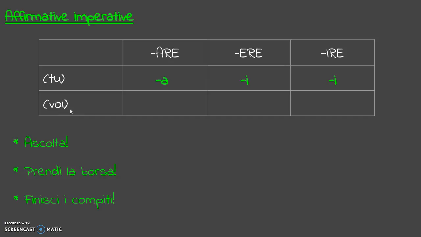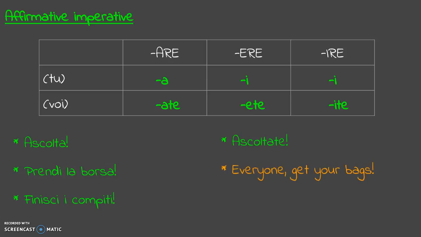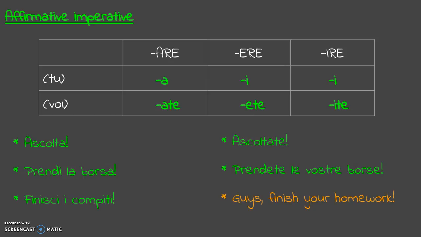The voi form is simple because it's just like the regular present tense. So are verbs end in ate, ere verbs in ete, and ire verbs in ite. So if you're telling a group of people to listen, all of you listen, ascoltate. Everyone get your bags, prendete le vostre borse. Guys, finish your homework. Ragazzi, finite i vostri compiti.